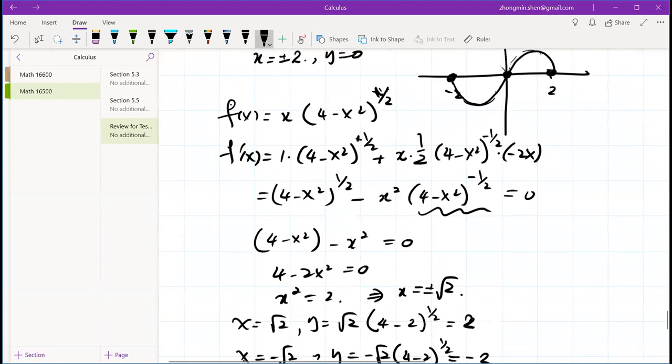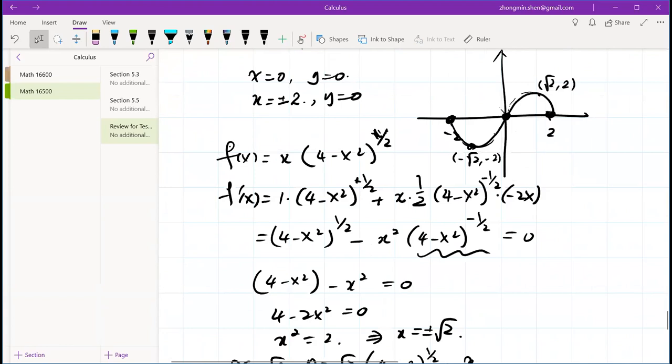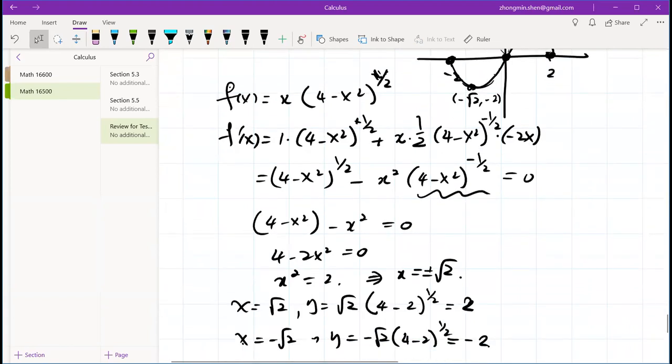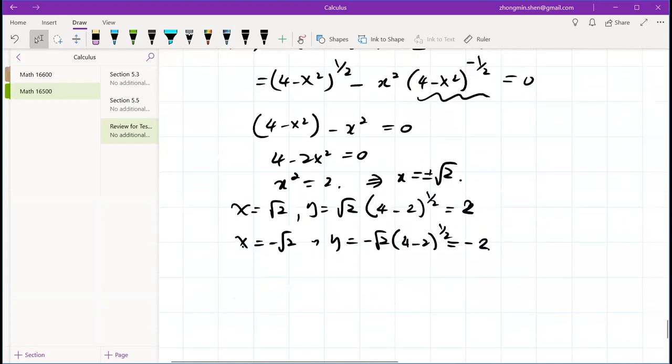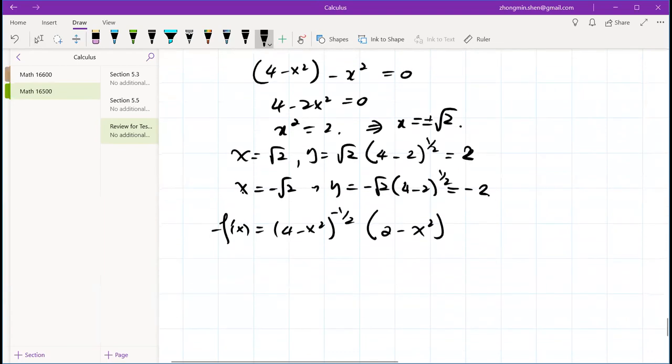Yeah, you put it here and square root 2. And this is another point. All right, so from the graph, it's clear where the graph is increasing and where the graph is decreasing. But if you modify the derivative here, like 4 minus x squared to the negative half, then you can write 2 minus x squared. Then you can clearly tell where the derivative is positive and where the derivative is negative.